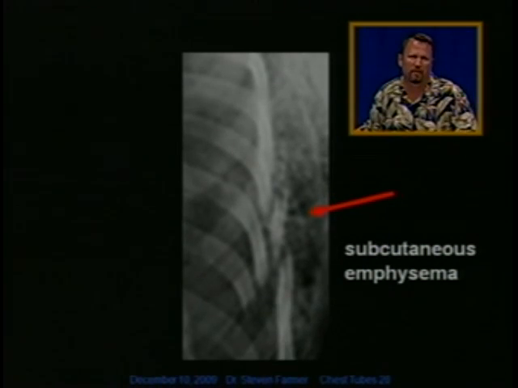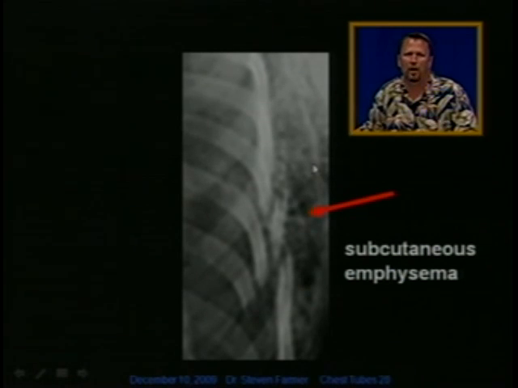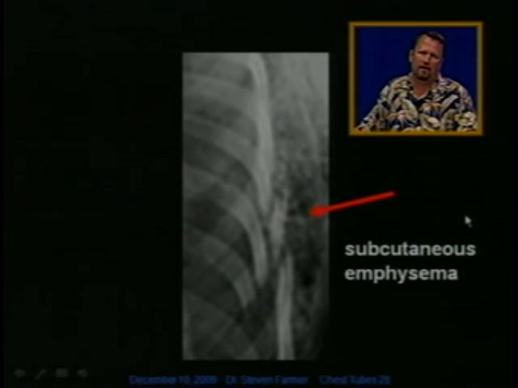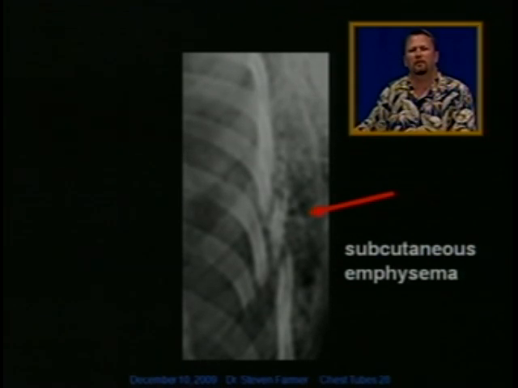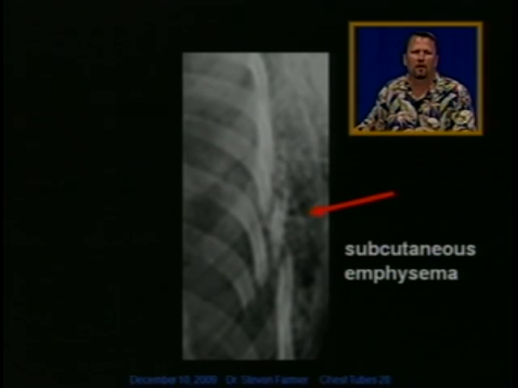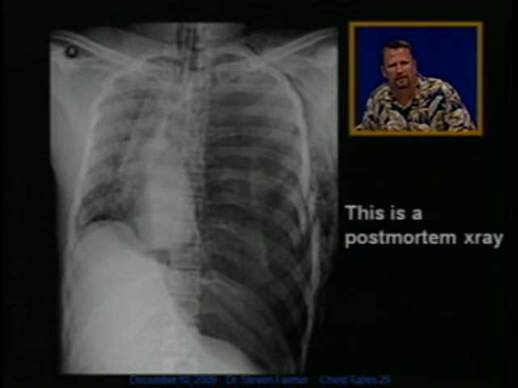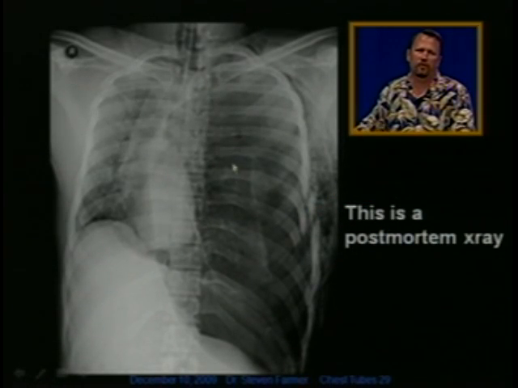And here's a blow-up of the x-ray. You can see little air pockets under the skin. That's subcutaneous emphysema. Subcutaneous emphysema is not lethal. The rib fractures are not lethal unless they cause a tension pneumothorax.